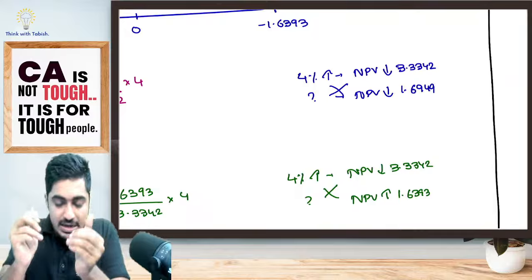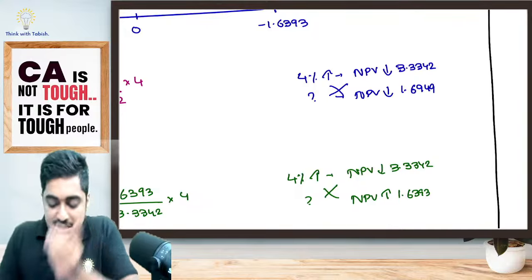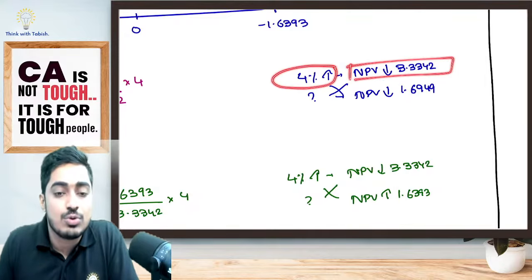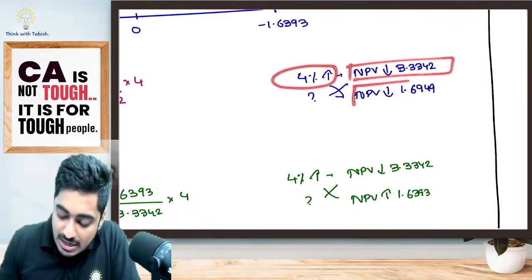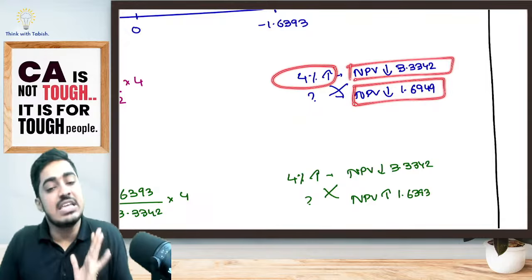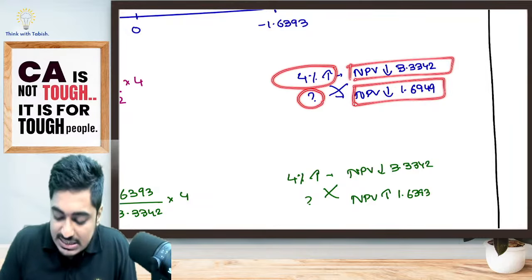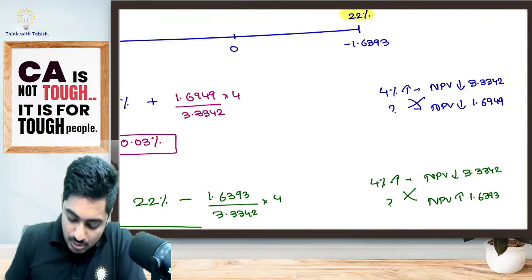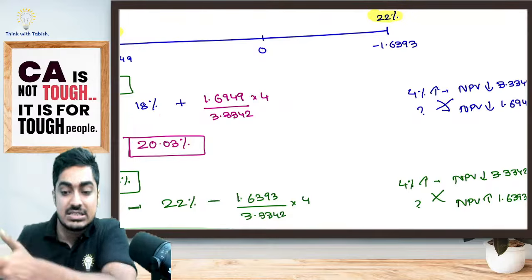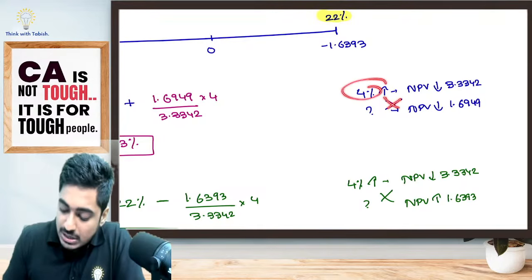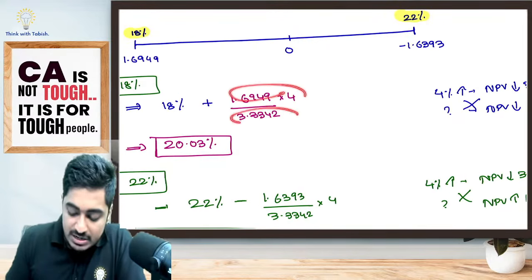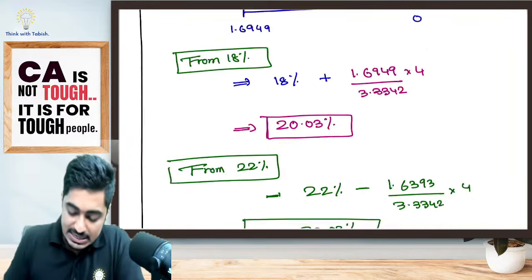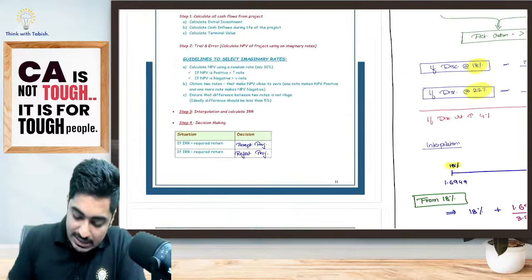Pay attention. I am repeating it again. If I increase my discount rate by 4%, my NPV will fall by 3.3342 rupees. I want my NPV to fall by only 1.6949. That means by how much percentage should I increase the rate? Cross multiplication. So 18% I am earning, plus the extra I want to earn is 4 into 1.6949 divided by 3.3342. You will be getting close to 20%. Is this clear? Simple way of calculating internal rate of return.